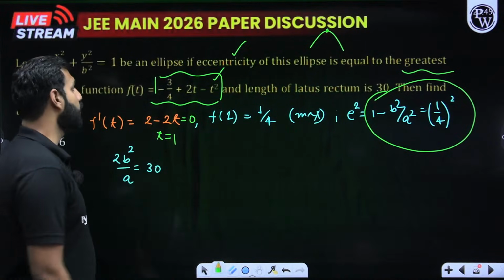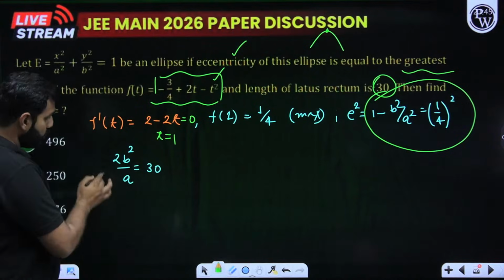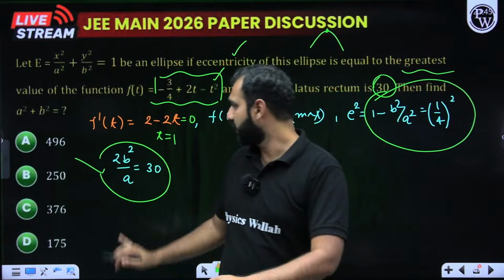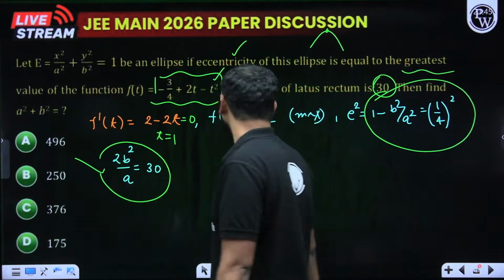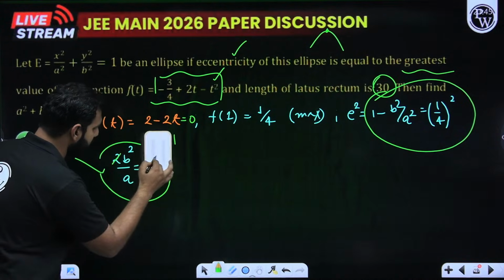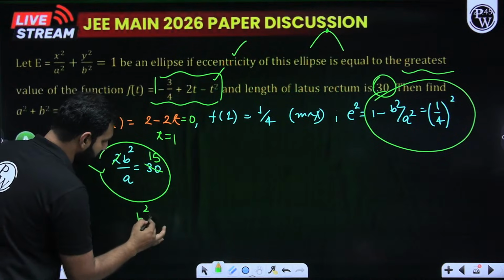Second data, we are told the length of the latus rectum is 30. Length of the latus rectum for an ellipse is 2b square by a. That is given as 30. So one equation in a and b from here, other equation in a and b from here. If you didn't get my part, I'll simply suggest that here. What do we get? We get this as 15. So b square is 15a.